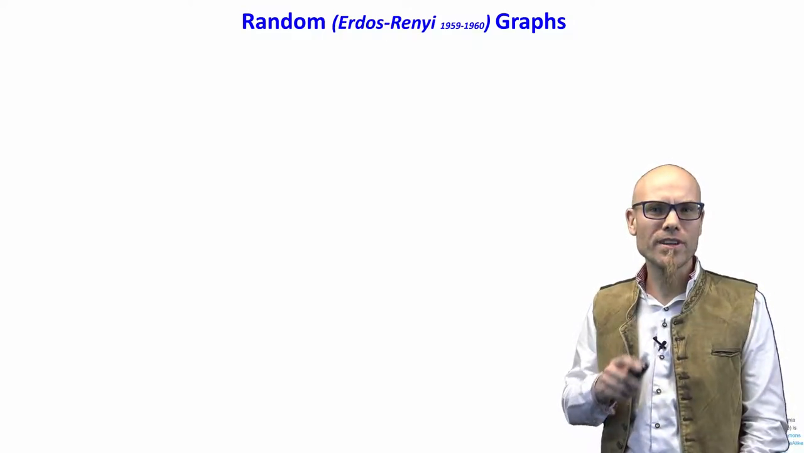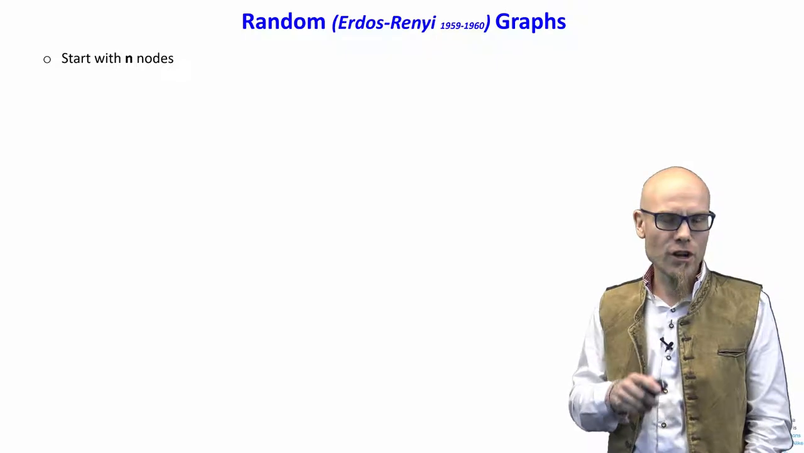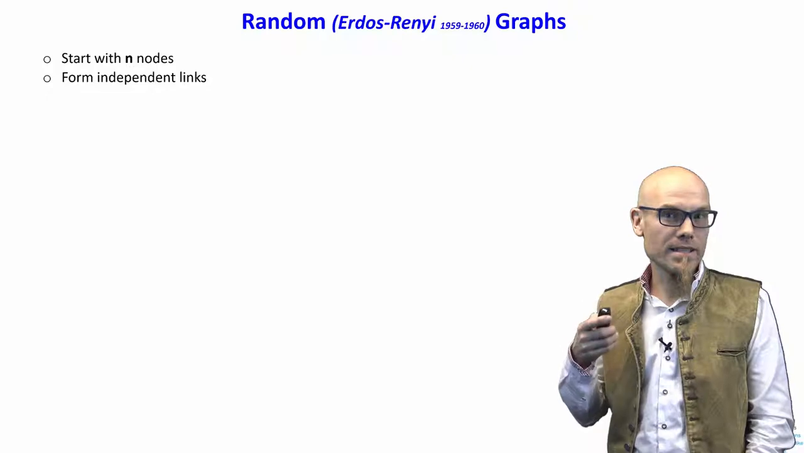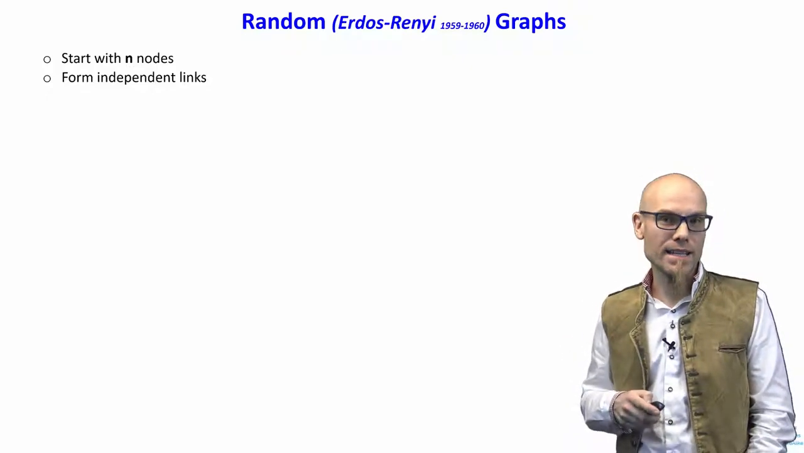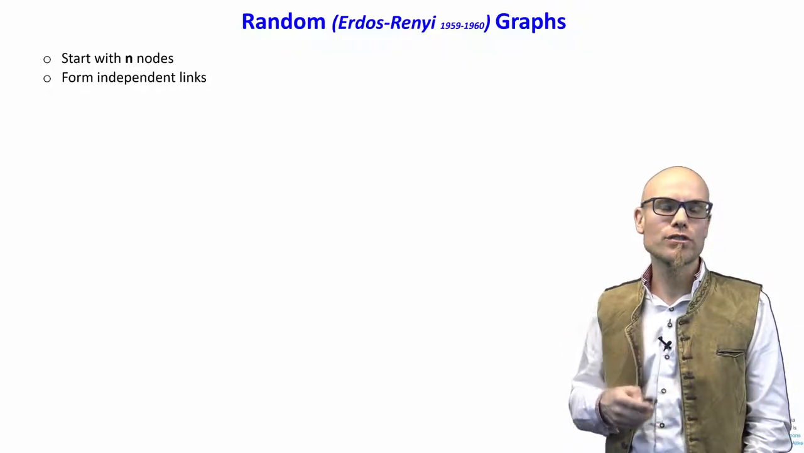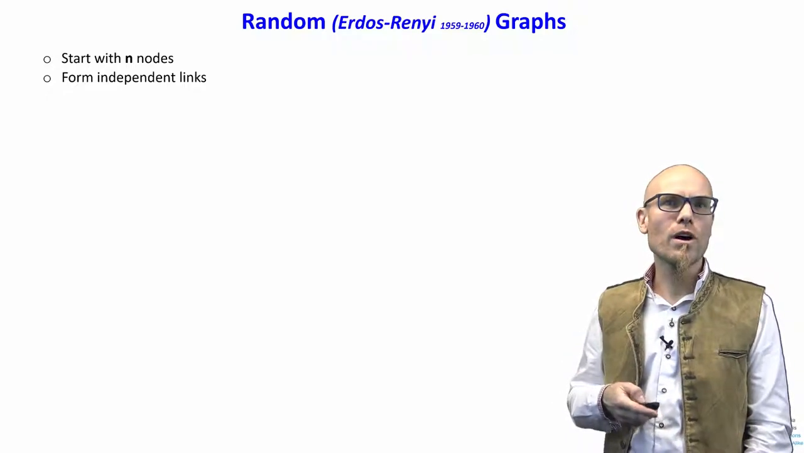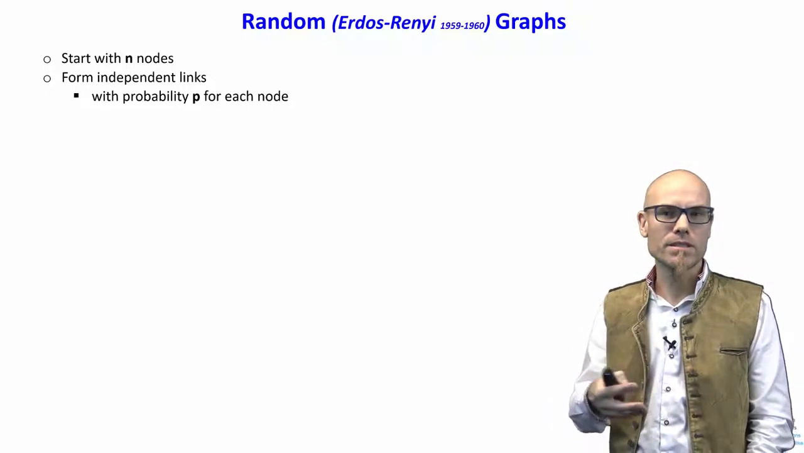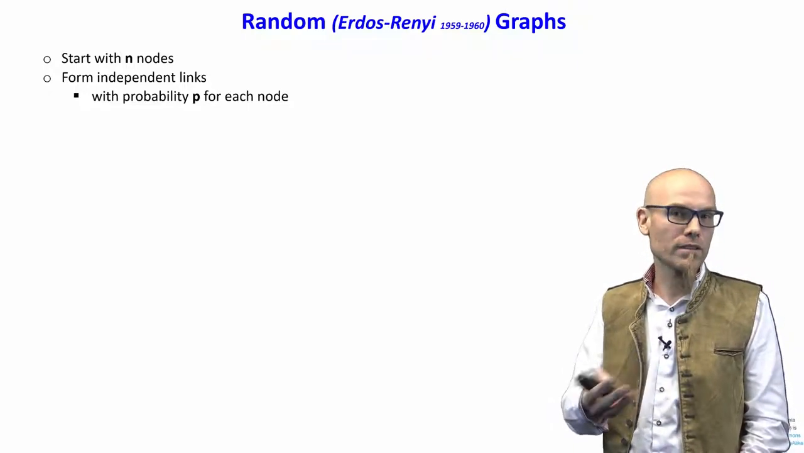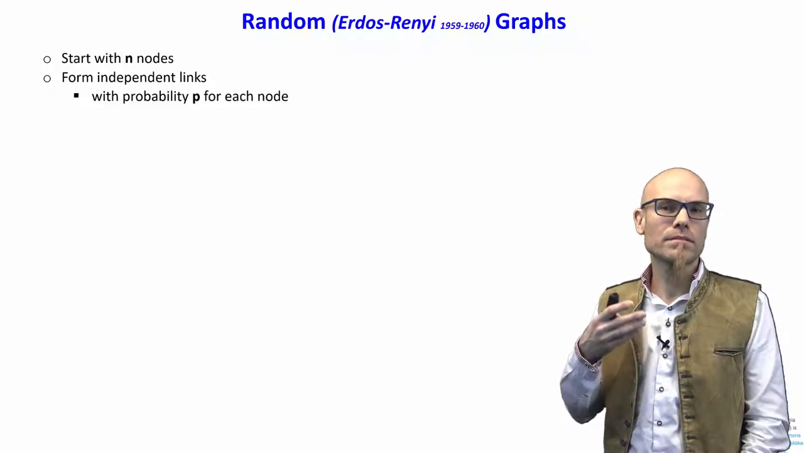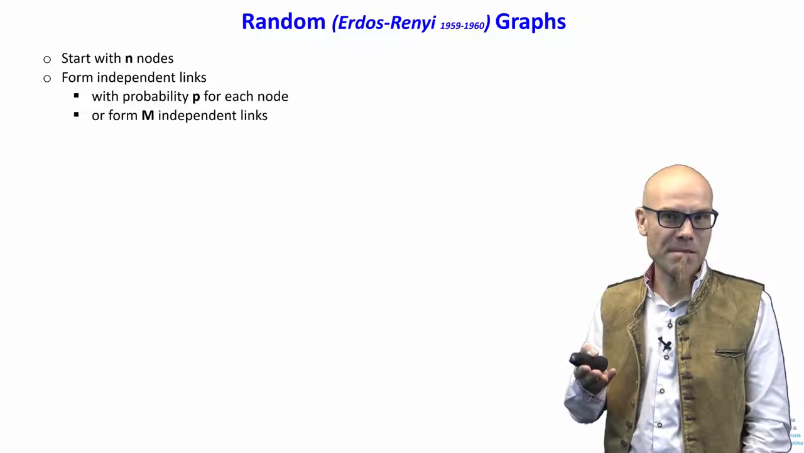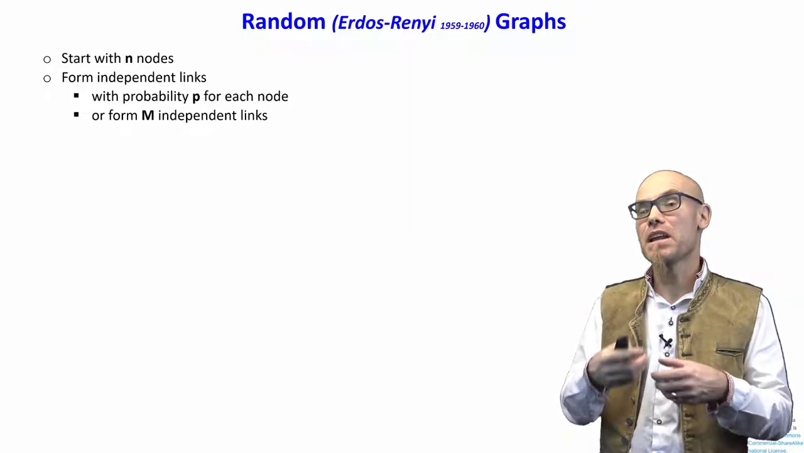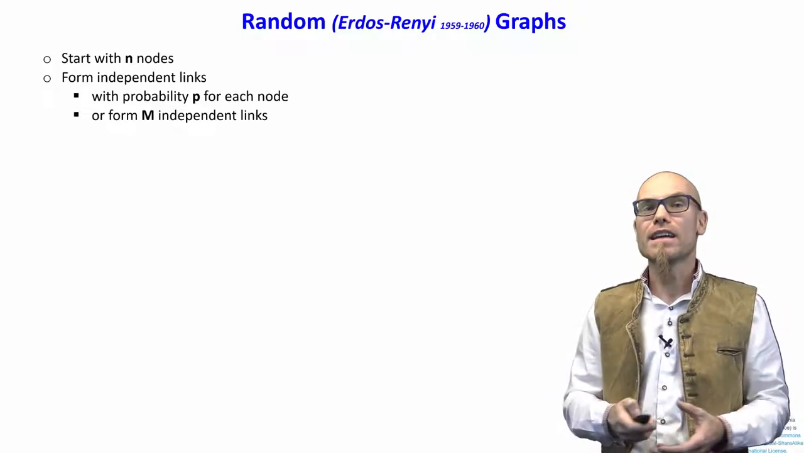You start with a specific number of nodes, n nodes, and then you form independent links, and you basically randomly create these links among these nodes. So kind of like you throw them in. You can do that in two ways. One way would be with a certain probability, p, let's say 20%, each node can grow a link. Or you have just a certain number of links, let's say m links, and you throw these m links randomly into the network and see what they connect with in your nodes.